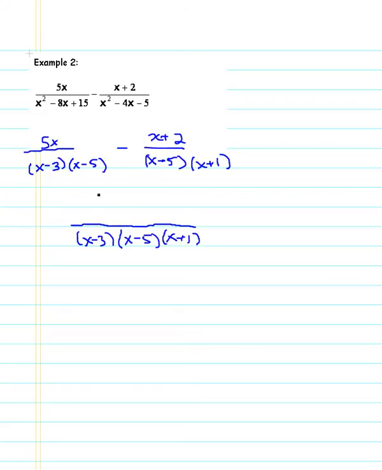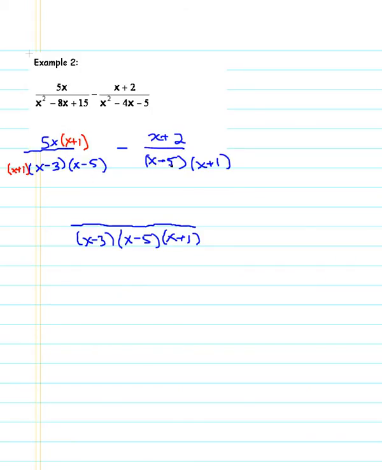Now what I'm going to do is rewrite each of these fractions with that common denominator by looking for the terms that they have missing. For example, in this first fraction it has the x minus 3 and the x minus 5, but it's missing the x plus 1. So in order to get that common denominator, I'm going to have to put an x plus 1 in the denominator. But whatever I do in the denominator, I also have to put in the numerator. So this will be my new numerator to get that common denominator.